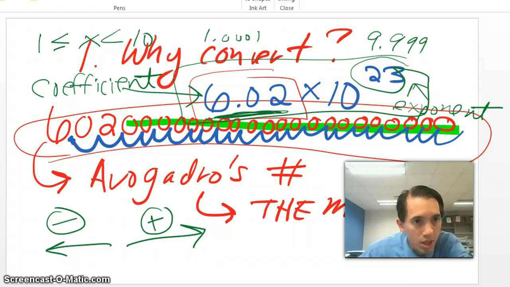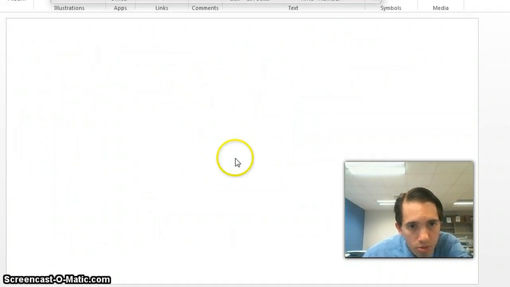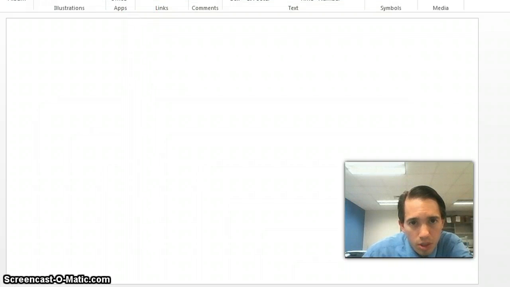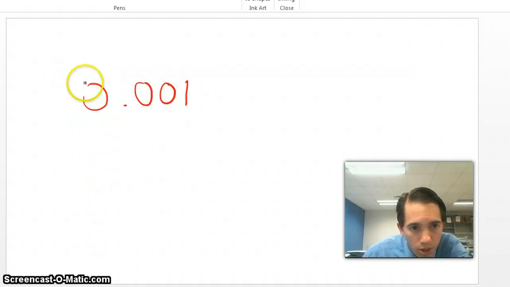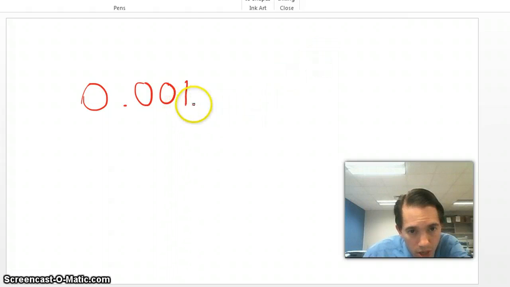Let's do one more quick example. Insert new slide. Let's imagine that we were to move our decimal point to the right. Let me get my pen working here again. Alright, so let's say that we've got the number 0.001. Well, is this number greater than 1? No, it is less than 1. It's definitely less than 10, but it's not greater than 1. So we're going to have to move our decimal point right over to here, right behind the 1.